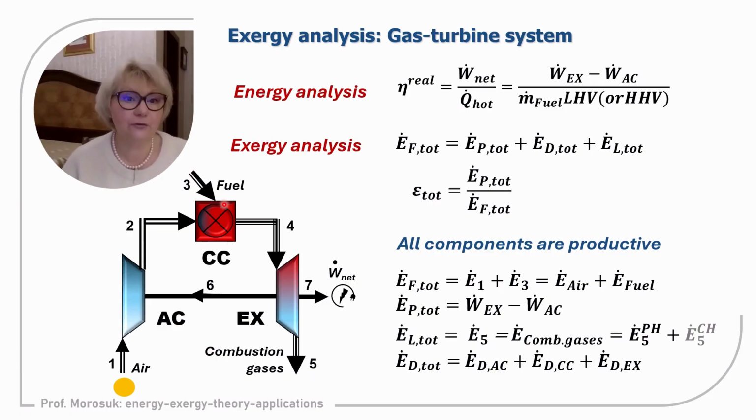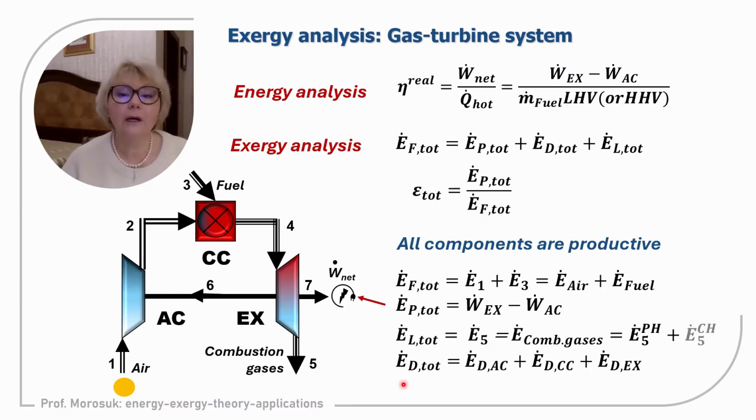Another working fluid is fuel, that is coming to the combustion chamber. And the third working fluid is combustion gases, expanded within the expander. So it means that in order to start with the exergy analysis of the open cycle gas turbine system, we need to proceed with the three-state theorem for each working fluid that is involved in this energy conversion system.